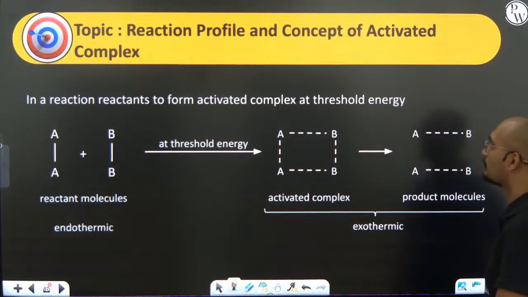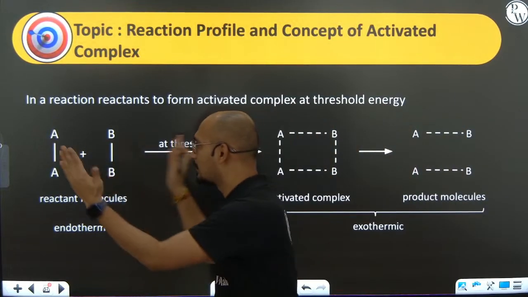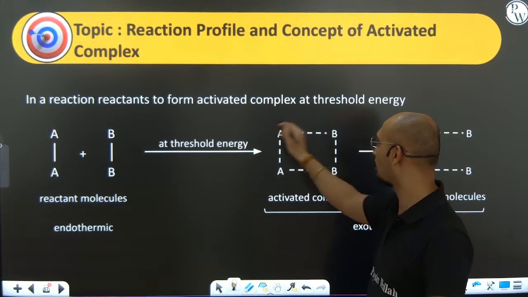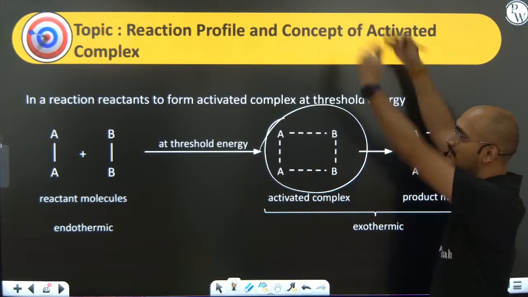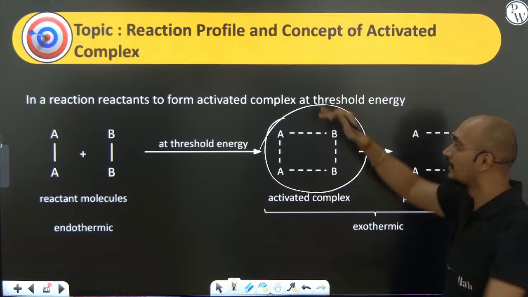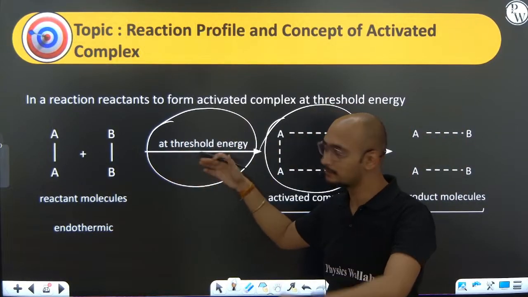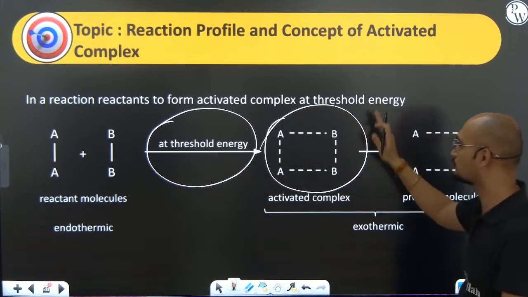Next, reaction profile and concept of activated complex. Always remember, once A2 and B2 collide, an activated complex is formed. This activated complex is of highest energy. A reaction reaches it when those molecules get the threshold energy. If they do not get the threshold energy, they will not reach this point.